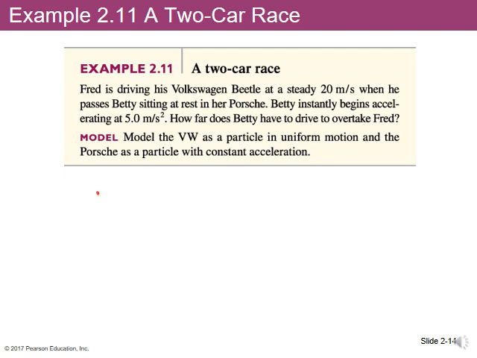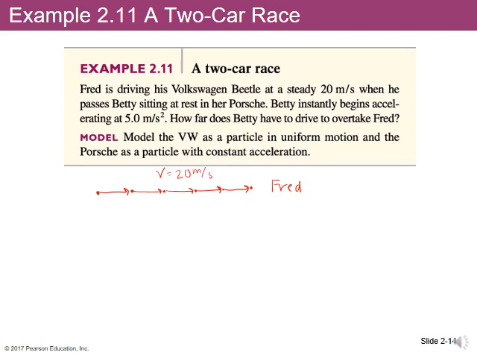So I'm going to start with Fred. Fred is going at a constant 20 meters per second. He is not changing. Right? He's going the same. He doesn't speed up or slow down. So label this Fred. His velocity the entire time is 20 meters per second.